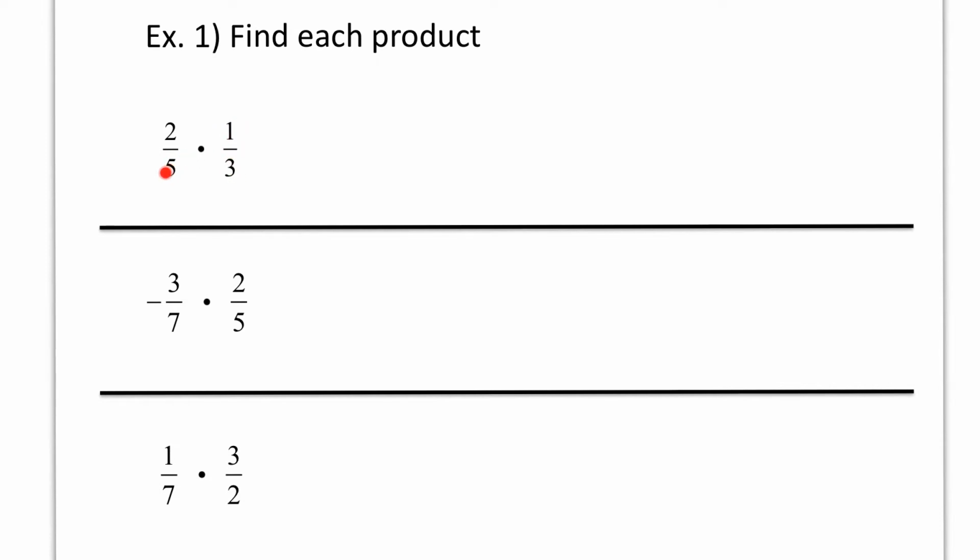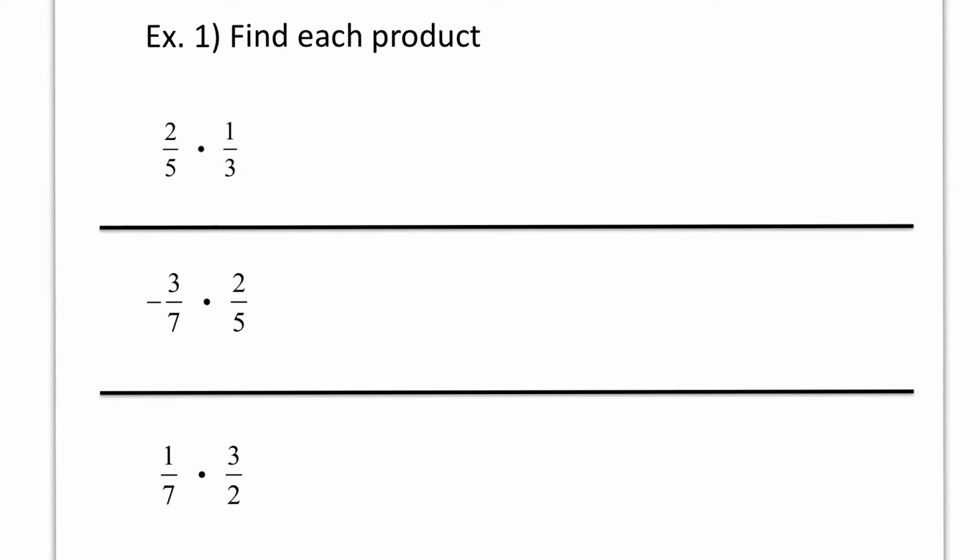And this is cross, the 5 and the number across on the top of the other fraction. 5, 1. Well, 5 doesn't go into 1. 1 goes into 5, but that's not going to change anything if you divide or reduce by 1. So no, you cannot cross simplify. What about the 2 and the 3? No, you cannot cross simplify.